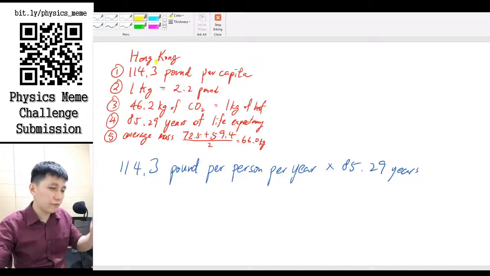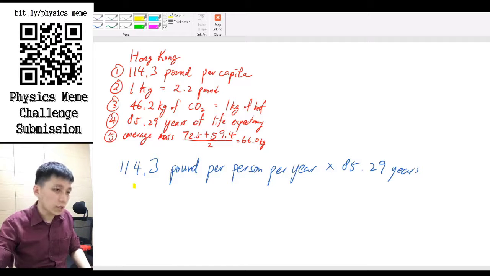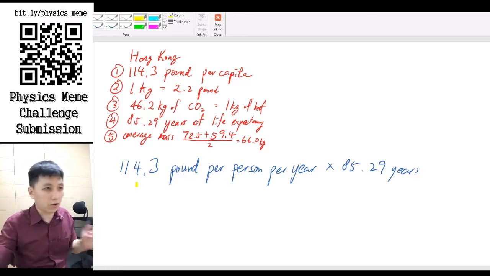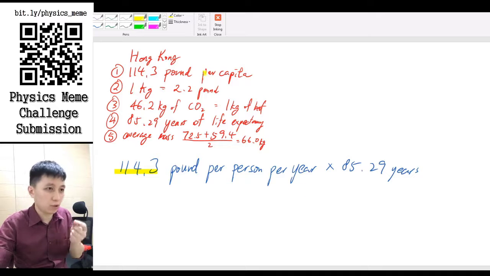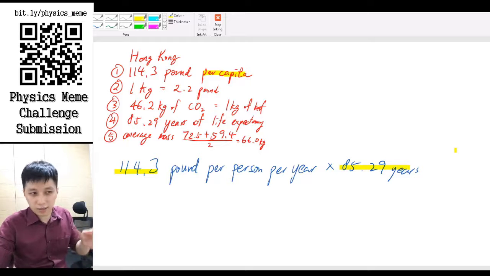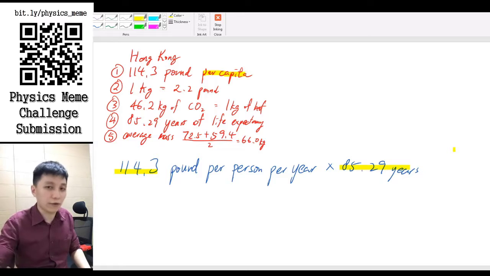Alright, so I think all these 5 can already help us get to the final answer. The first thing I want to do is find out how much beef we actually consume for our whole life in Hong Kong. I took the number 114.3 pounds per person per year, which was per capita, multiplied with our life expectancy of about 85 years, and that is the amount of beef in pounds that we get for our whole life on average.